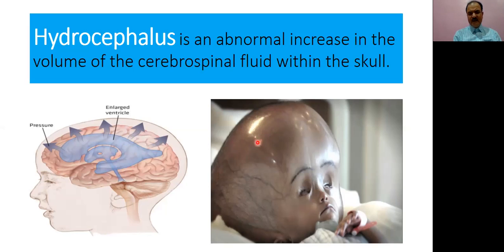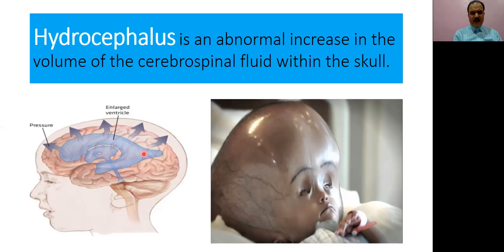The skull being soft at that time, the skull enlarges. The skull enlarges to accommodate the fluid, and it results in a larger size of the head of the neonate, which is what we call hydrocephalus.